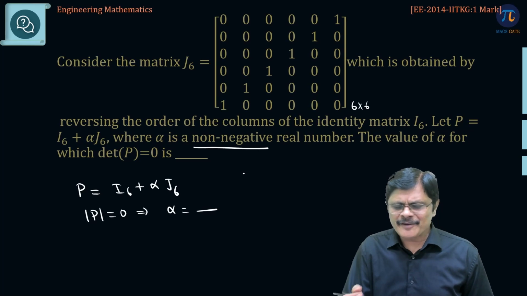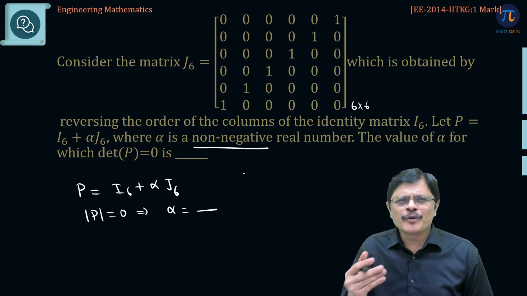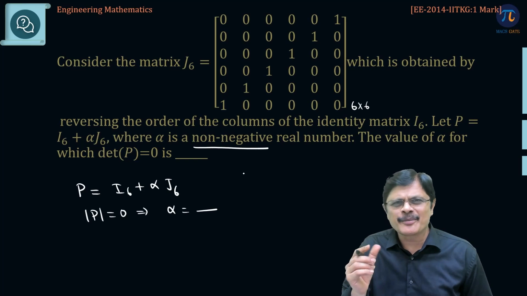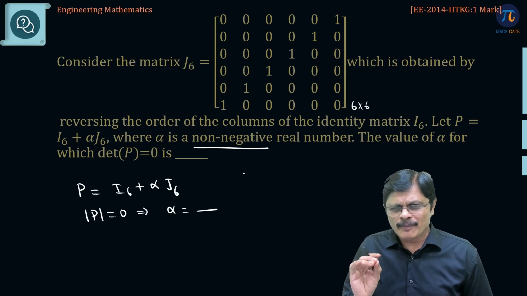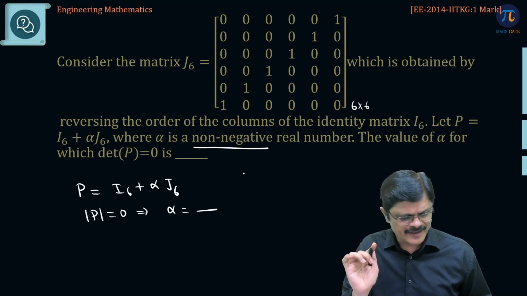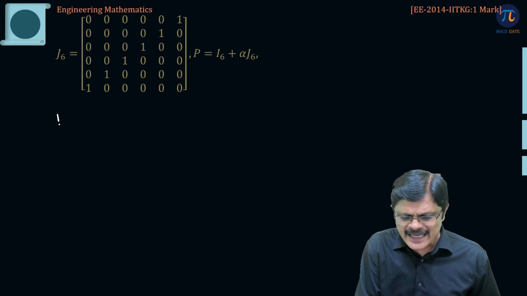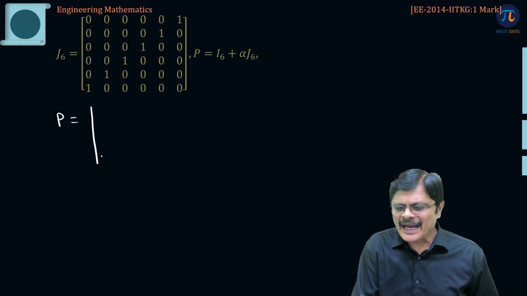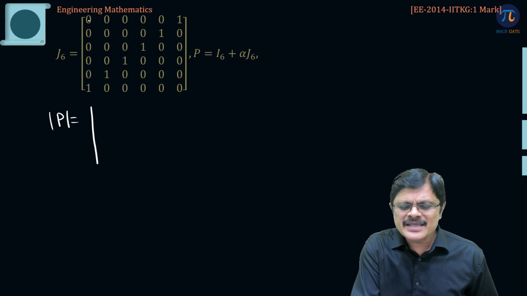See, one method for solving this problem is the observation method. Otherwise, people try to take a 2 by 2 matrix, then a 4 by 4 matrix, then they try to find some relationship, they generalize it, and from that they try to find the alpha value. But I suggest this simple observational technique for this problem, my dear friend. So actually, if you observe this P, which is I6 plus alpha times J6, what happens here?